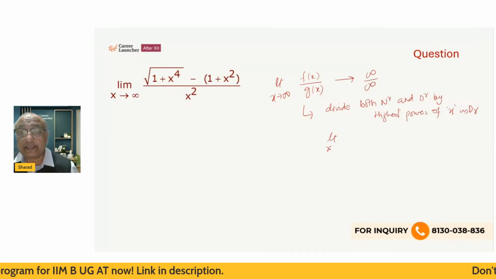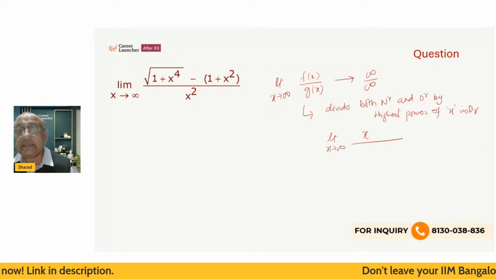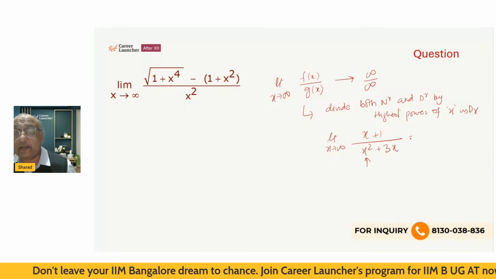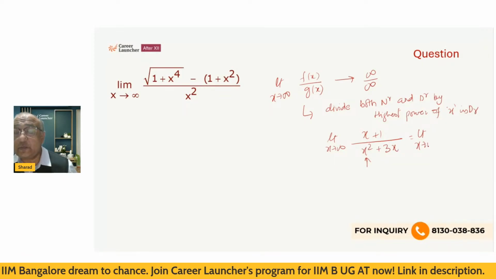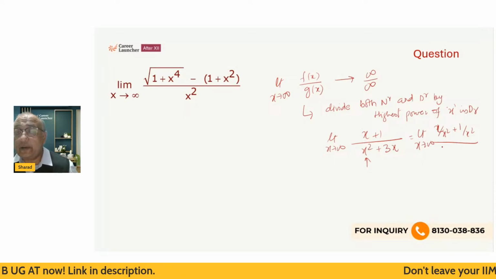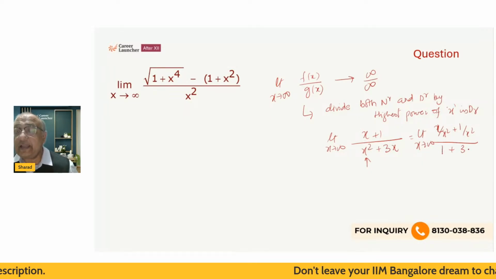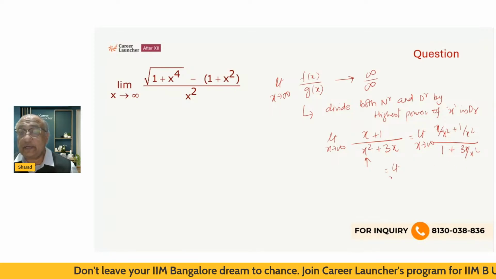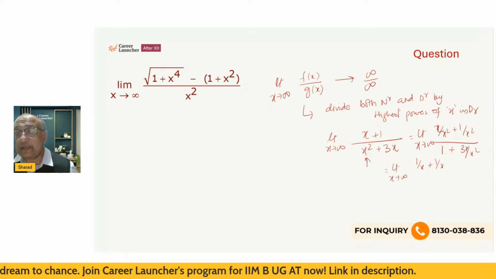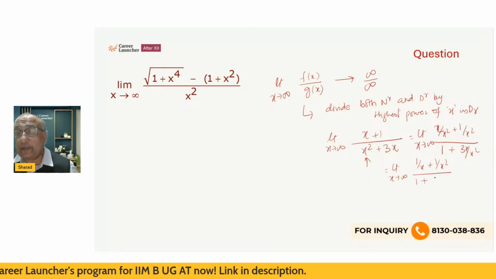Suppose you have a question like that: limit x tends to infinity, (x plus 1) upon (x square plus 3x). Then what is the highest power? x square. So divide it. You will get limit x tends to infinity, x upon x square, 1 upon x square, this will be 1 plus 3x upon x square. So this will turn into limit x tends to infinity, see the beauty of it, (1 upon x plus 1 upon x square) upon (1 plus 3 by x).